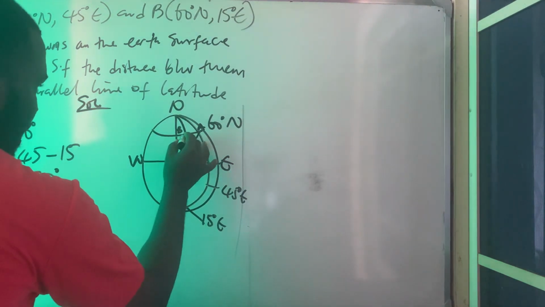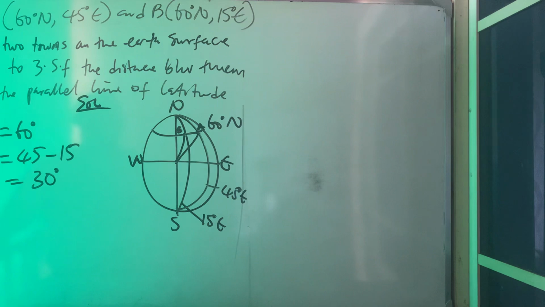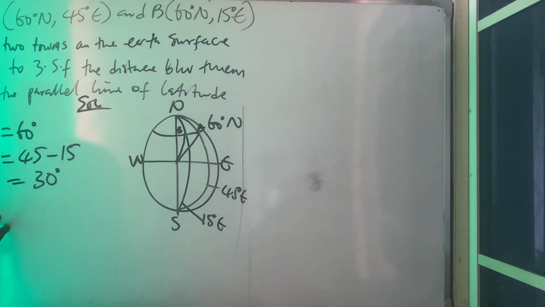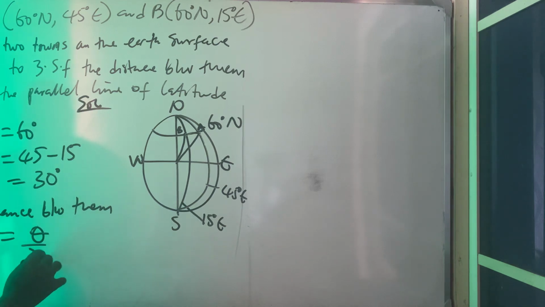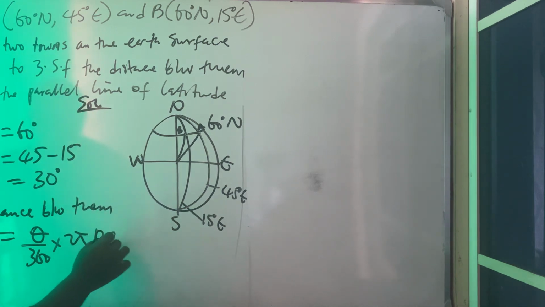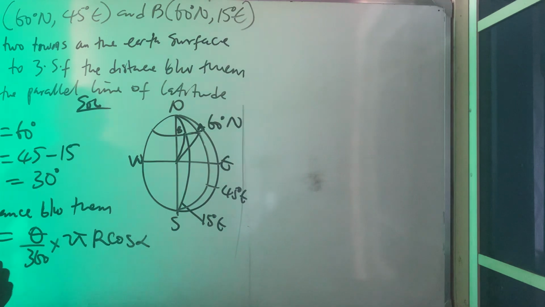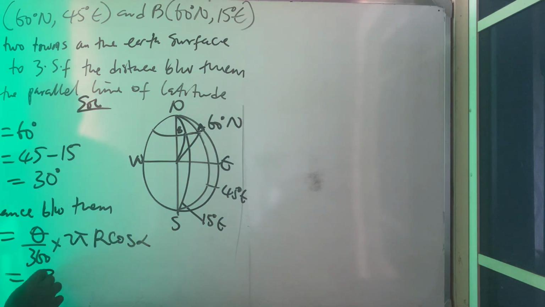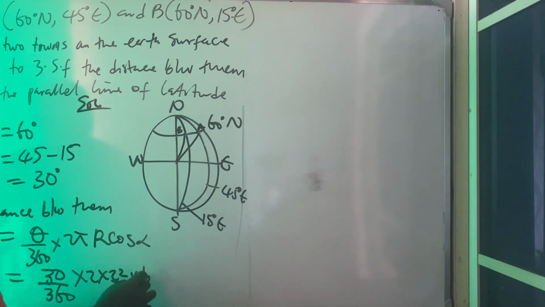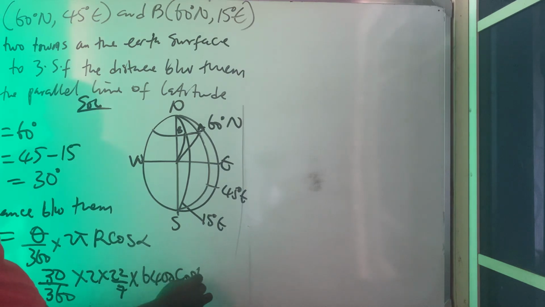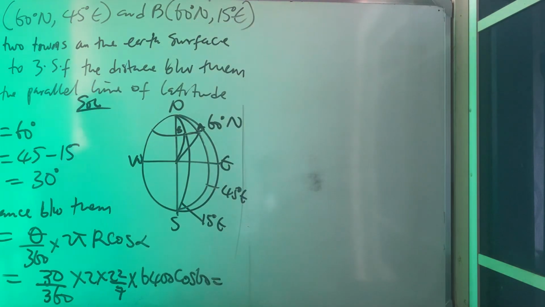The distance between them is on the parallel line of latitude, and they have already given you that. Latitude is a small circle. So the distance between them is equal to theta over 360 times 2 pi R cos alpha. So I'm going to have 30 over 360 times 2 times 22 over 7 times 6,400 cos 60, and cos 60 is half.